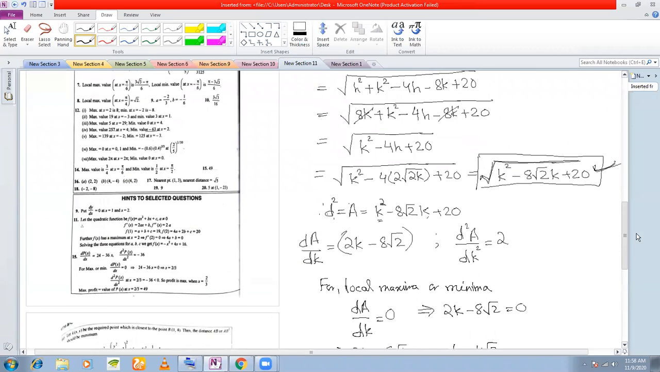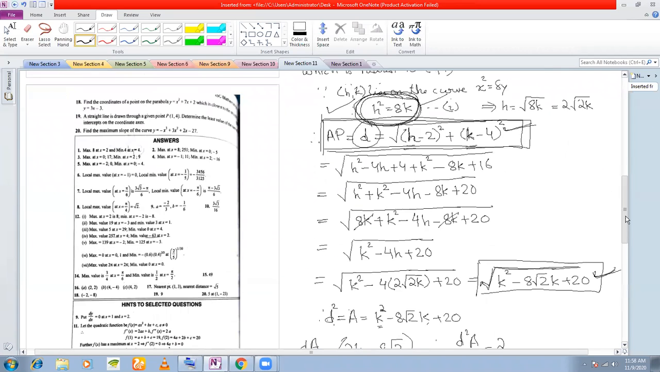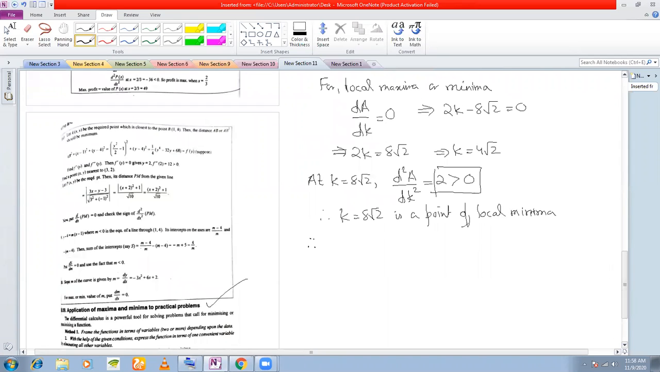And what is the corresponding value of h from this relation? We can get the value of h. What is h? h square is equal to 8k. Therefore, h square is equal to 8k is equal to 8 into 8 root 2, which is 64 root 2, right? So h square is this. Now, you can write 64 as 2 to the power of 6, and root 2 can be written as 2 to the power of half. So this is 2 to the power of 6 plus half, right?